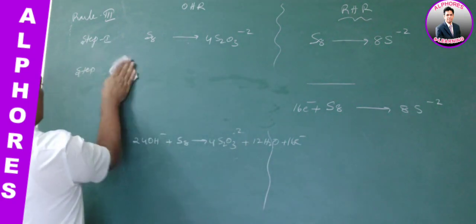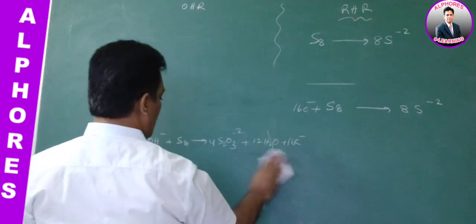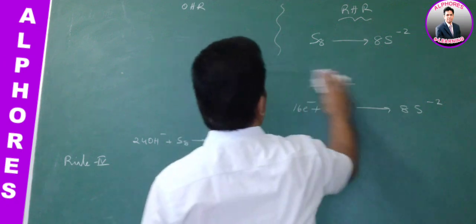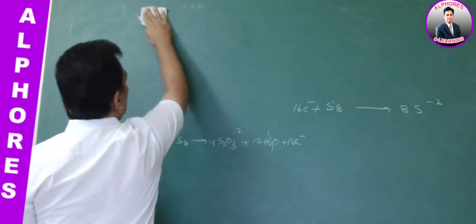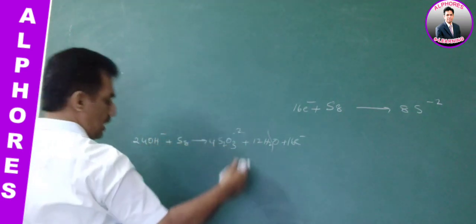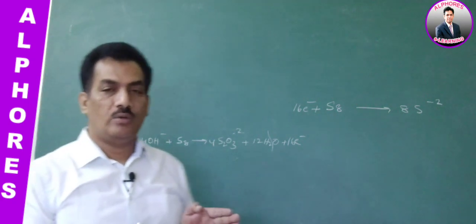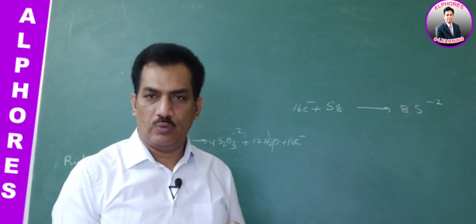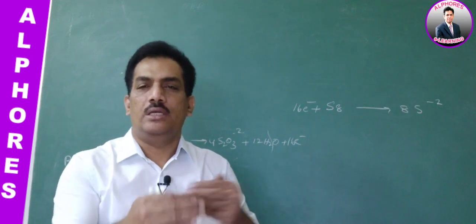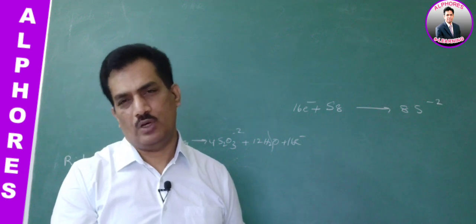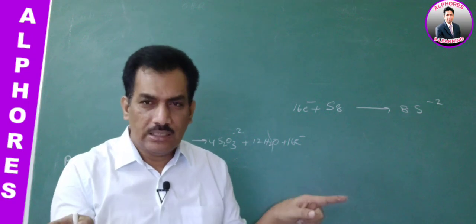As per rule number 5, we have to add the two half reactions after cancelling the electrons, and by taking the net water, H2O, OH minus and H plus, if any. Just remember, if there are H plus, H2O or OH minus in both the half reactions, we have to consider the net number of these H2O, H plus or OH minus, and we have to add these two half reactions by cancelling the electrons.